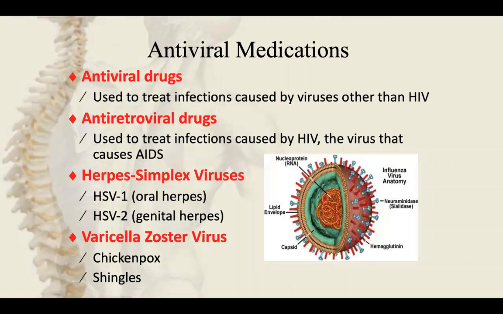Now the antiviral medicines. First is antiviral drugs used to treat infections caused by viruses other than HIV. The first category is the antiviral, which acts against viruses other than HIV. Then antiretroviral drugs are used to treat infections caused by HIV, the virus that causes AIDS. So for AIDS, there are antiretroviral drugs. Herpes simplex viruses, such as HSV1 oral herpes, HSV2 genital herpes, varicella zoster virus, which causes chickenpox and shingles.